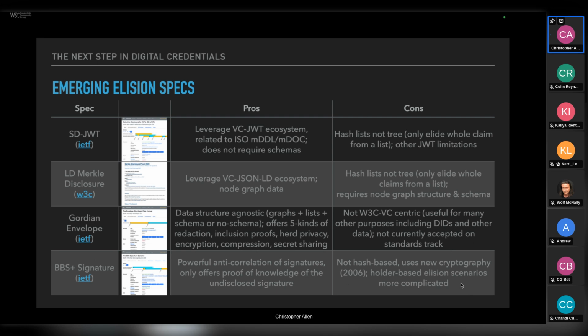I would even argue two layers of it. It uses pairing cryptography and then it uses new cryptography on top of pairing cryptography. The combination of this makes it more complicated, and also it's a little bit more complicated to do holder-based elision scenarios, but it's still a very powerful technology.